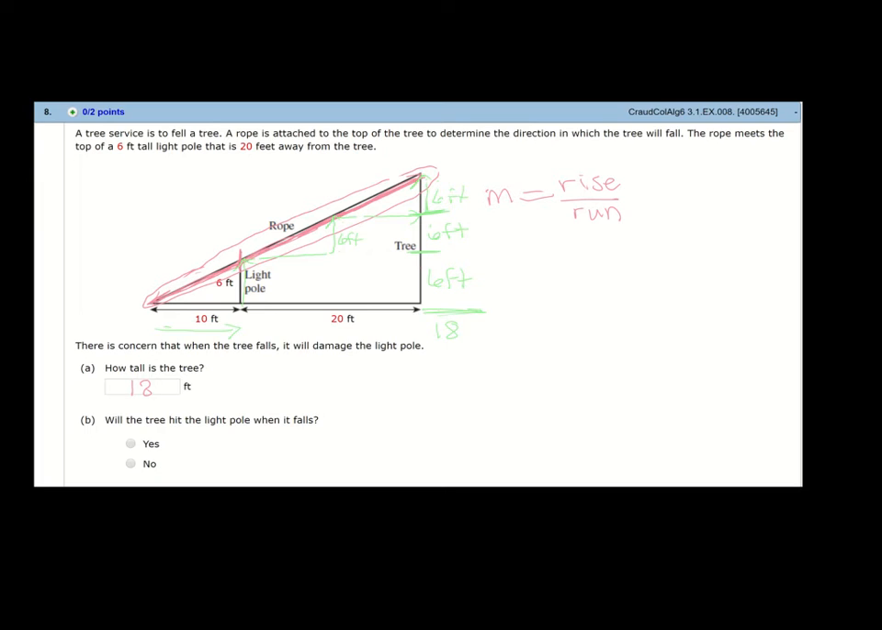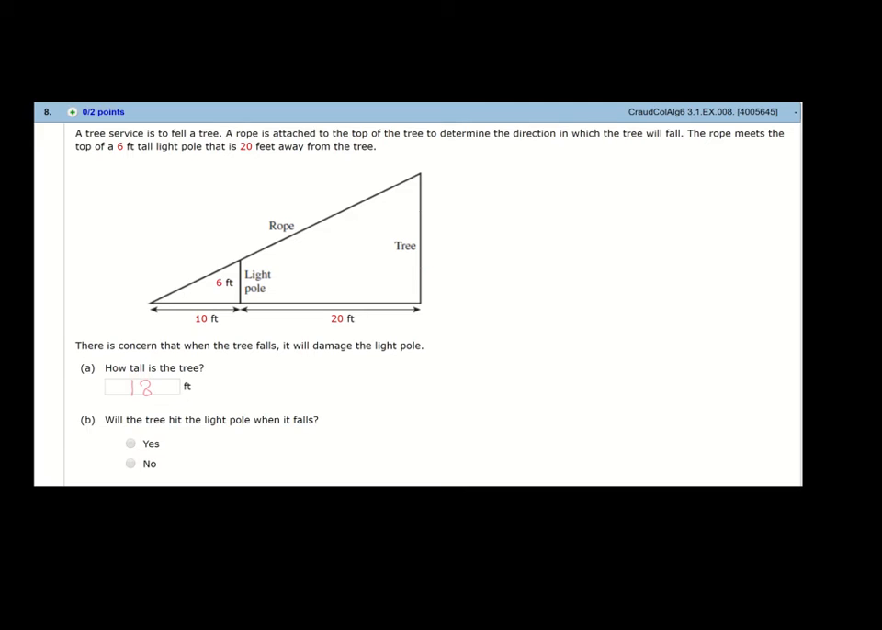I want you to really consider, if this tree, right here, if this tree starts falling, the rope is going to pull it in this direction towards the earth. Your job is to decide, where's the top of that tree going to land?